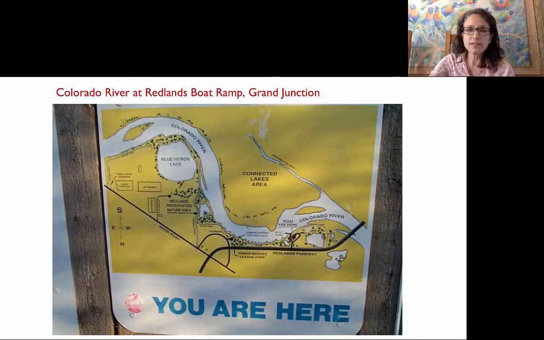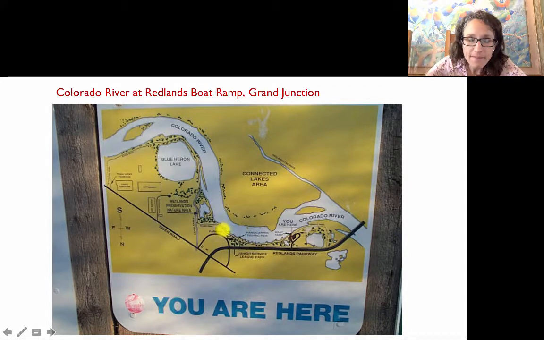Another example of bank protection is one we're going to visit on our field trip to the Colorado River. So here is the Colorado River flowing through Grand Junction. This is the tail race from the Redlands Canal. This bank line right here, you can see there are these little bumps. Oh, notice on this map, south is up. So this map, we're actually facing the Redlands, right? So the mall is over here.